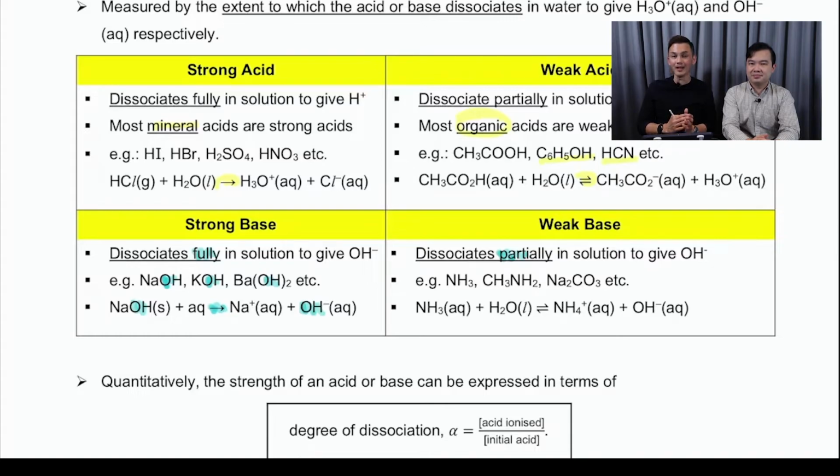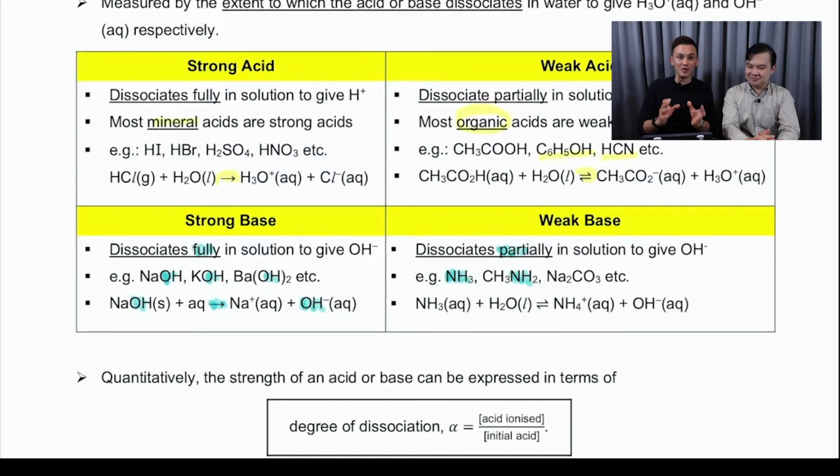Now, weak bases are organic bases. Examples of organic bases are ammonia and amines, generally those that contain nitrogen. We'll learn more in organic chem. But as a general guide, if you see a nitrogen species behaving as a base, then generally it is a weak base in nature. And you can see this is a reversible arrow that would give us OH- as the product of this reaction.